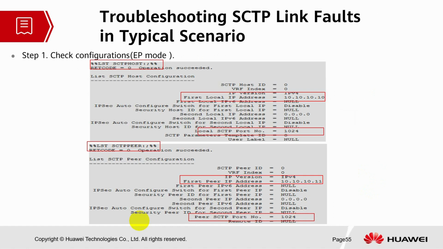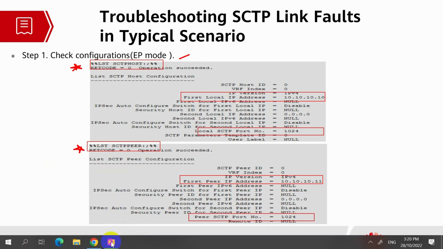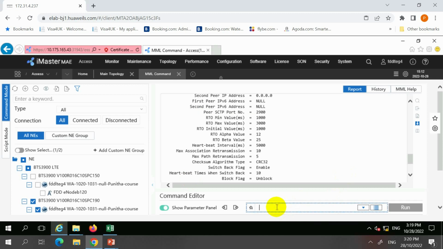Next we're going to look into how to check the configuration in endpoint mode. For endpoint mode, we are going to look into list SCTP host and list SCTP peer. So let's look into this example. Basically, there are two different kinds of modes. Earlier we were looking at link mode, and now we are looking at endpoint mode. If the configuration is using endpoint mode, you'll be able to see these commands in the configuration.